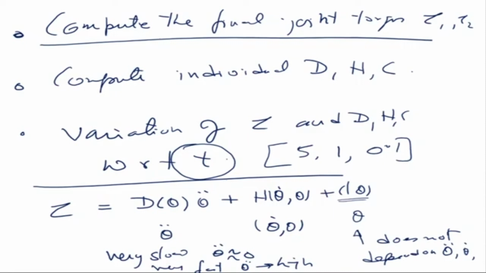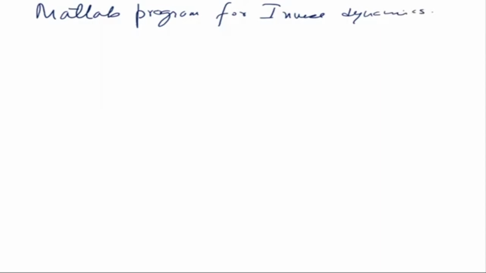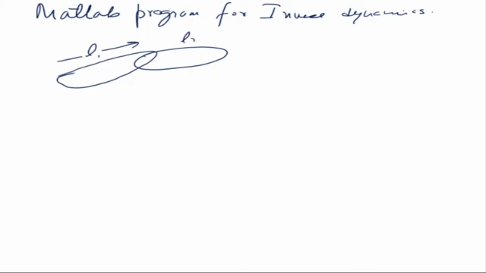Okay, so let's see how we're going to write our program now. This is my MATLAB program for inverse dynamics, and the problem is the same problem that we talked about, that I had just given some time back. So the lengths are L1, L2. So this is L1, that is L2. Gravity is acting at M1 and M2, which is at half the length. So this is L by 2, L by 2.